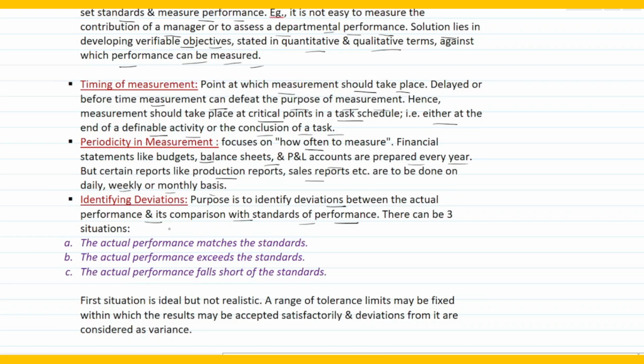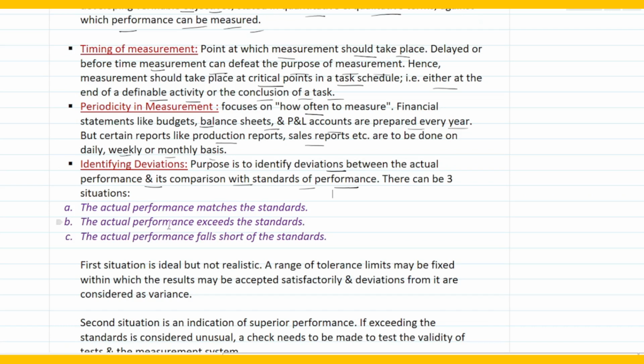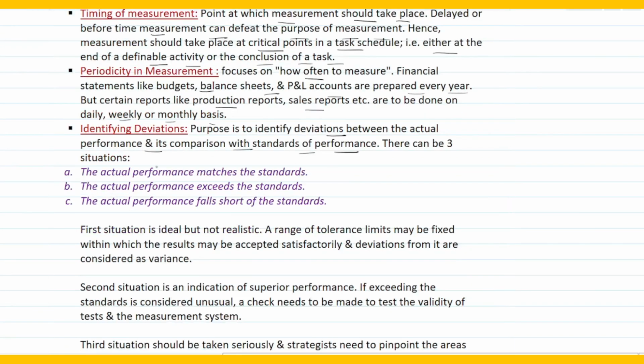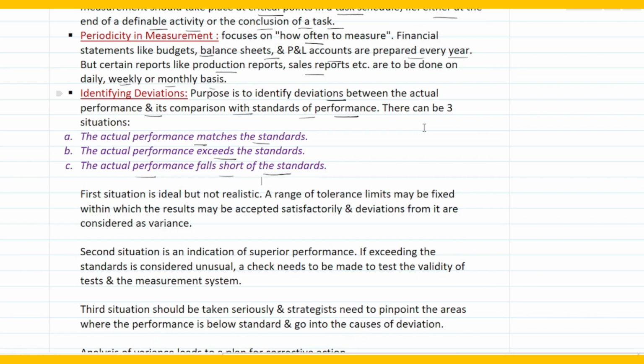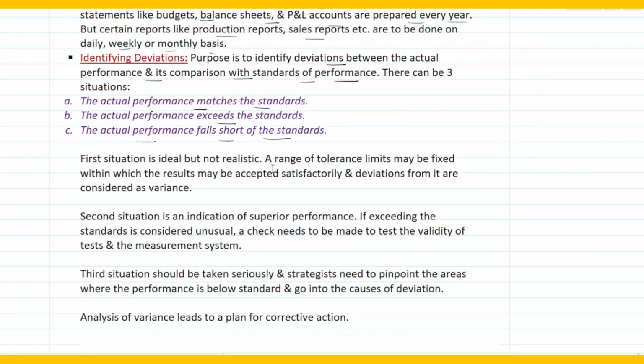Now there can be three situations when I talk about deviations. The first one is that actual performance matches the standards. So whatever performance has been attained is as per the standards that have been laid down. Or it exceeds the standards, or the actual performance falls short of the standards. So let's understand all these points one by one. First of all, the first situation, that actual performance matches the standards, is ideal but it is not realistic.